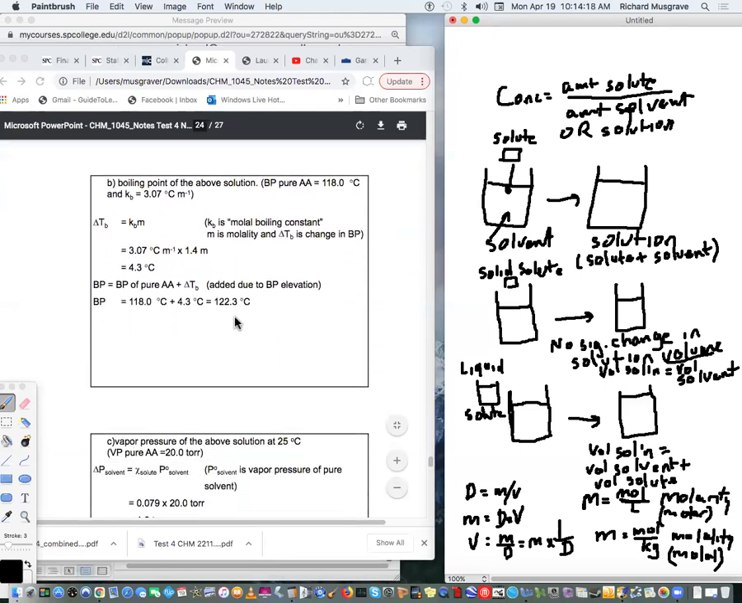So similarly, we can also find the boiling point of the same solution. For this, we use a similar formula, but the Kf and the Kb are different. We're given the molal boiling constant as 3.07 degrees Celsius per molal, along with the boiling point of the pure acetic acid.